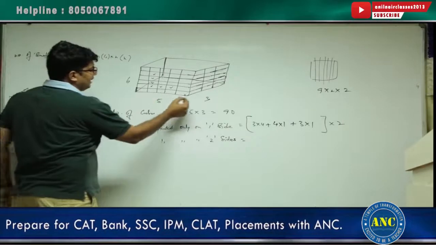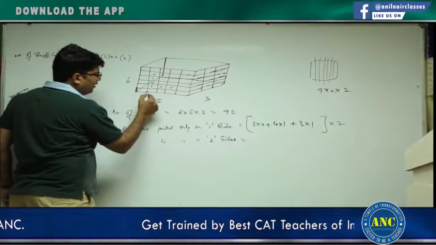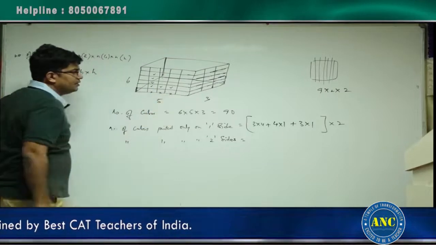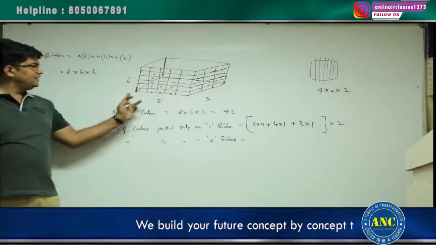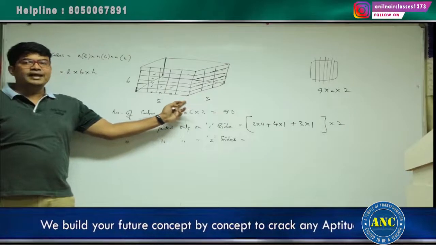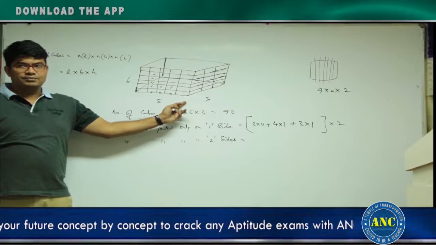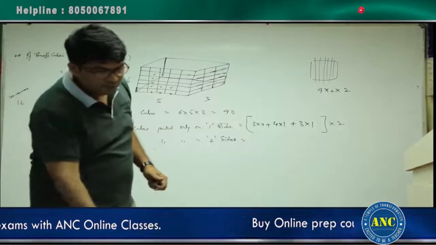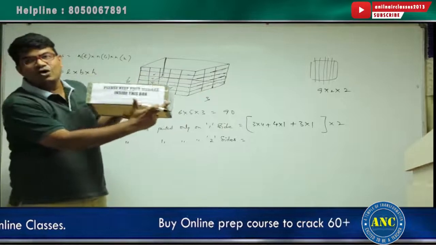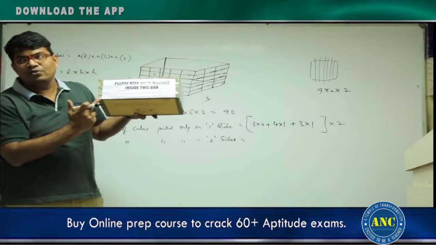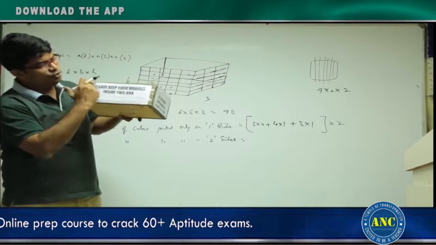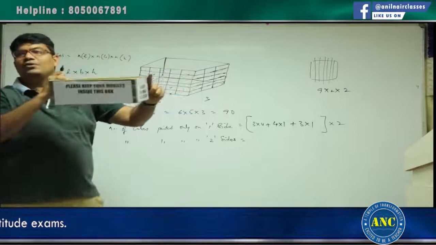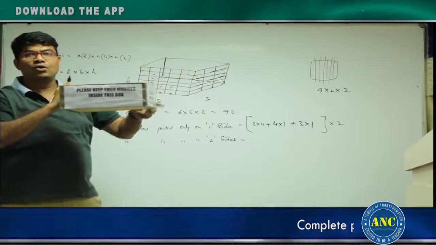Now let's take the length side. Now there are 5 here. So how many will be there like that? 3. 1, 2, 3. Now, using your length, how many edges will you have? Not 8, only 4. 1, 2, 3, and 4.